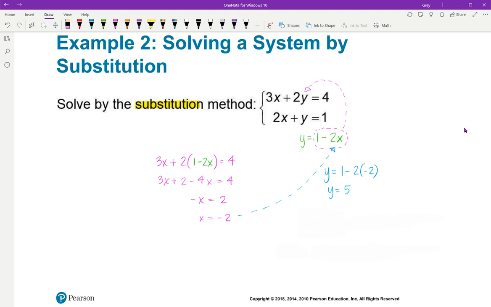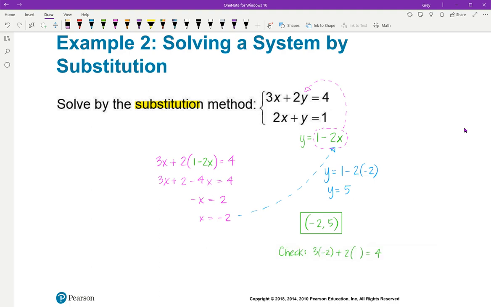And as I also stated, every answer, these are linear systems and two lines intersect in a point. So I'm going to write my ordered pair as a solution. Okay, if you wish to check it, you know how to check it.